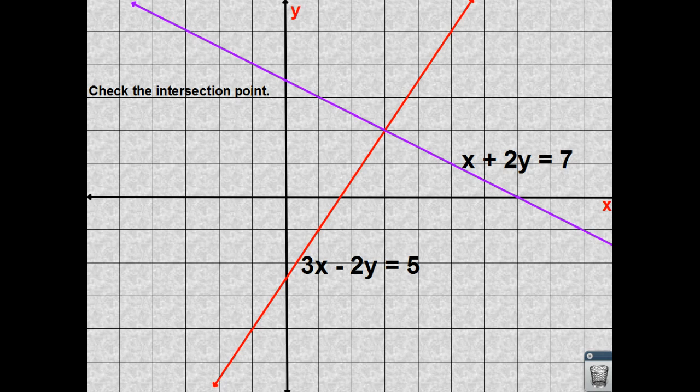And the intersection point should satisfy both equations when I substitute that ordered pair into the equations to check them. So the first thing we're going to do is locate the intersection point. And that intersection point is known as the ordered pair of 3 for the x and 2 for the y. And again, that intersection point should satisfy both equations simultaneously if it in fact is the solution.